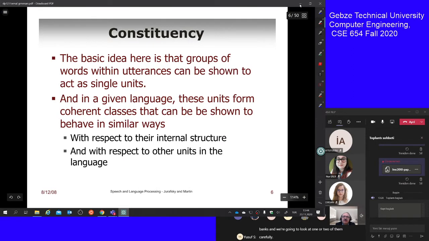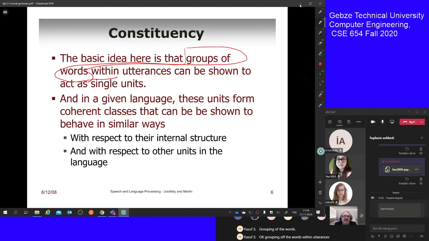Okay, good. So let's go back to constituency. Constituency is one of the main ideas of context-free grammars. Constituency means the grouping of the words, grouping of the words within utterances. We say that a word is a meaningful structure in a language, but if you group a number of words together, they show some other meanings. They make sense in some other way.